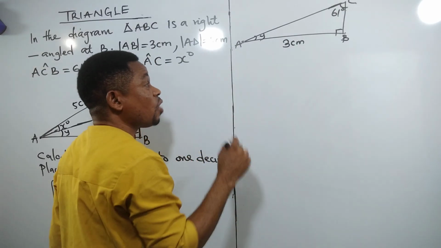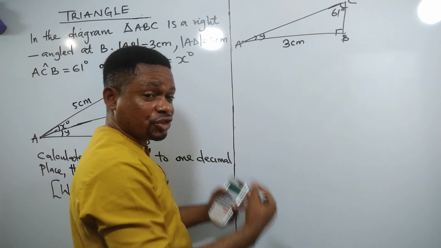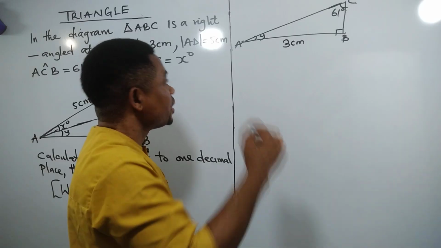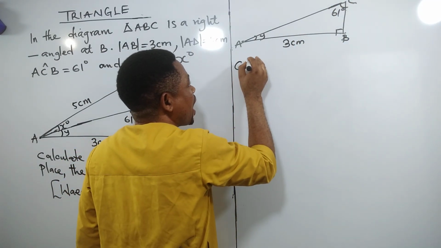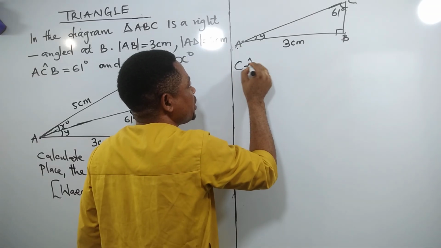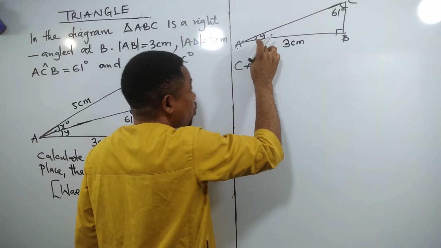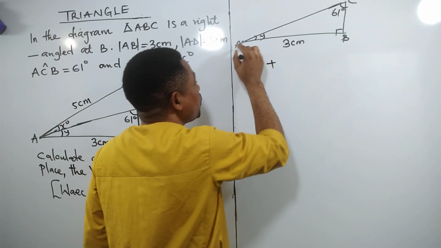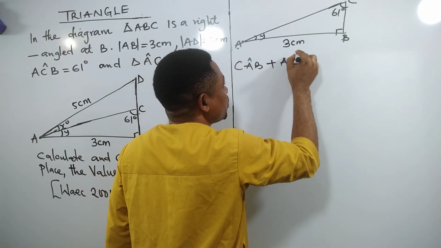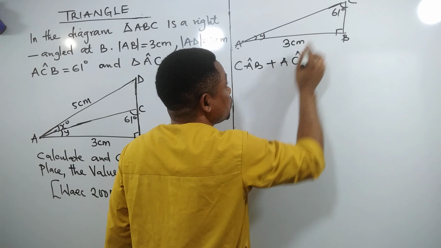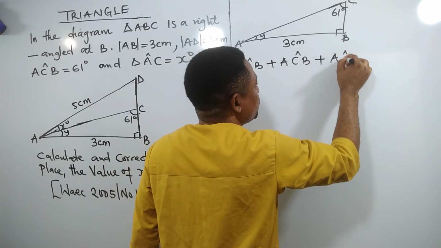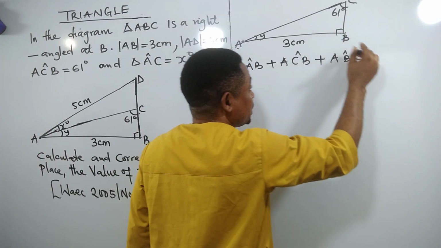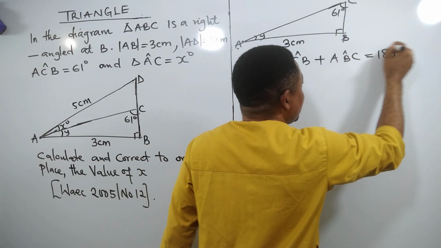Using the sum of angles in a triangle, which is 180 degrees, how do we do the analysis? Watch. I will say angle CAB, which is your y, plus angle ACB, which is 61, plus angle ABC, which is 90 degrees, is equal to 180 degrees.